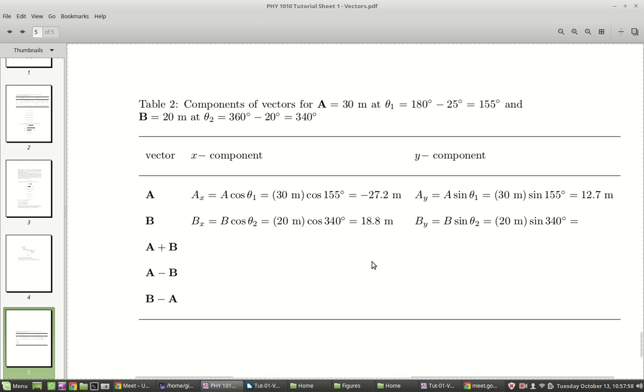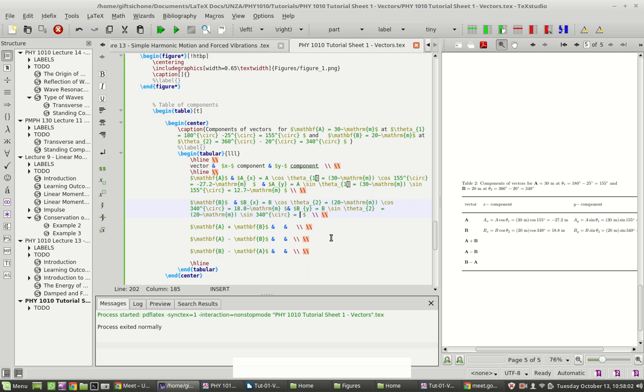Okay, so how much is 20 times sine 340 degrees? Negative 6.8 meters.